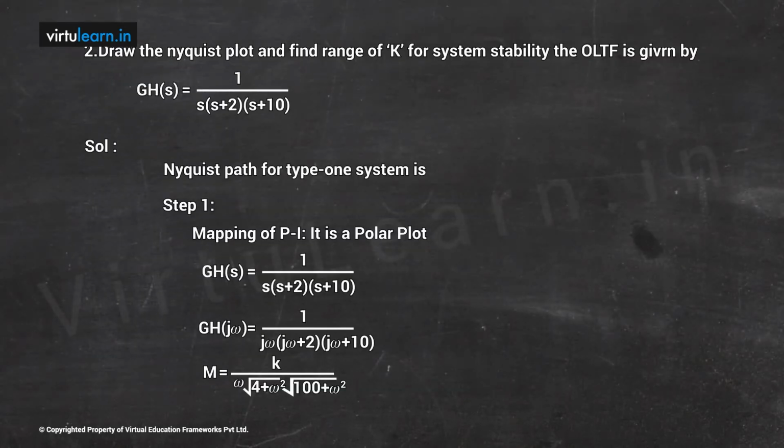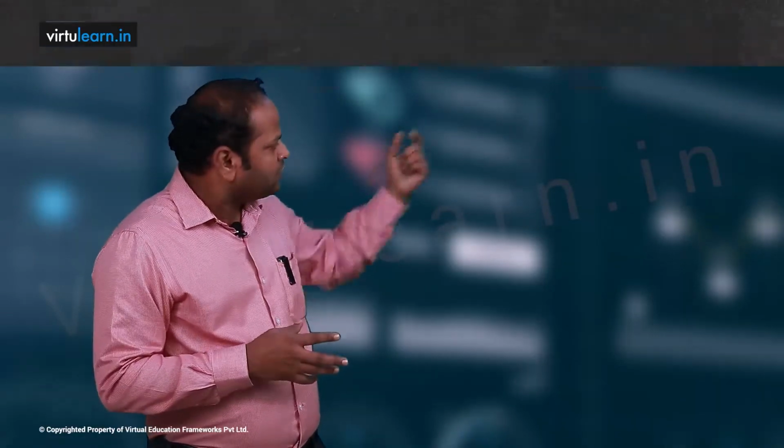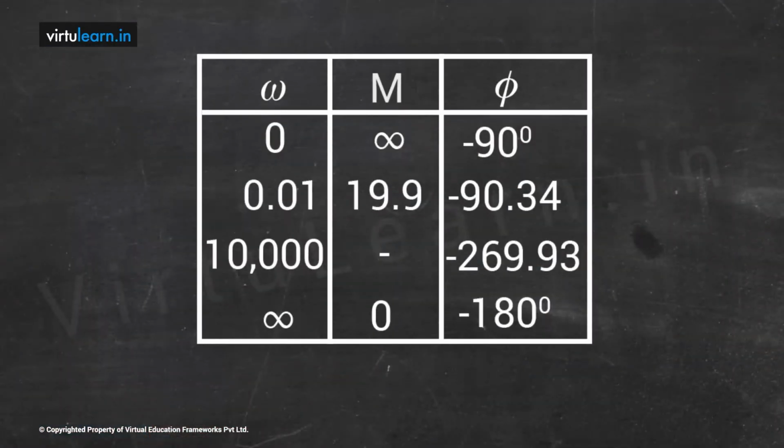We know when you map path 1, it will be the polar plot. So we need to draw the polar plot. Take the transfer function. GH of s is K by s into s plus 2 into s plus 10. So directly I can take the angles as well as the magnitude from the transfer function itself. So omega is 0. What will be the magnitude? It is a type 1, therefore it is infinity. Then when omega is infinity, the magnitude is 0.